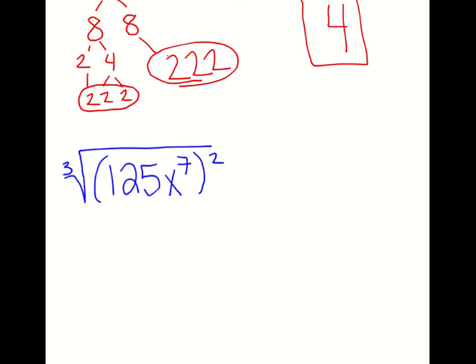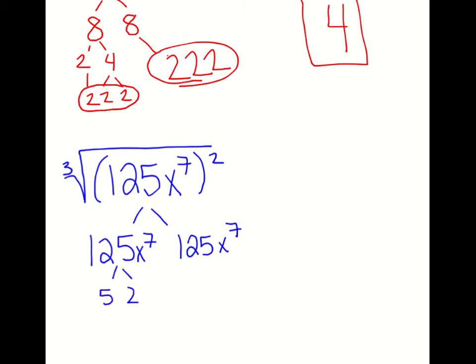Now this is a cube root, so I want to see if it simplifies. Again, I am not going to multiply this out. I am just going to use the exponents to my advantage. 125x to the 7th squared means I have 2 125x to the 7ths. So I can break down this small number. 125 is 5 and 25. And 25 is 5 and 5.